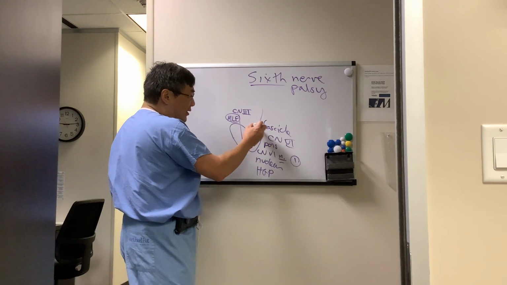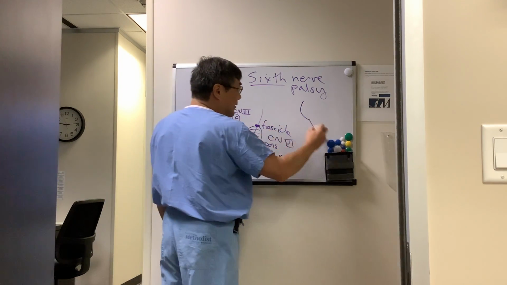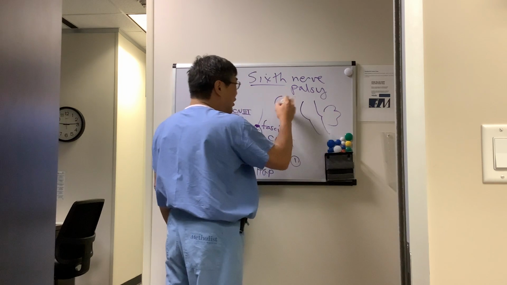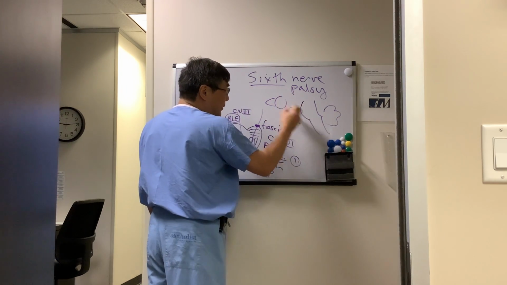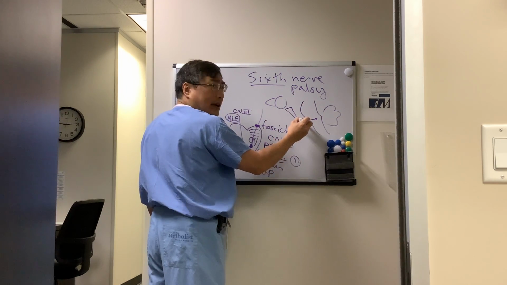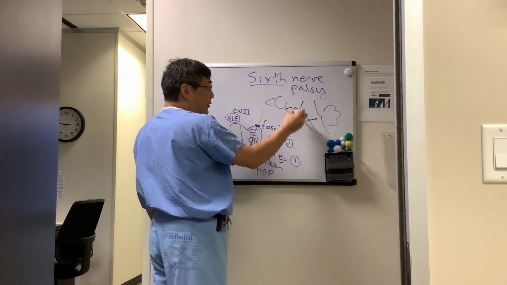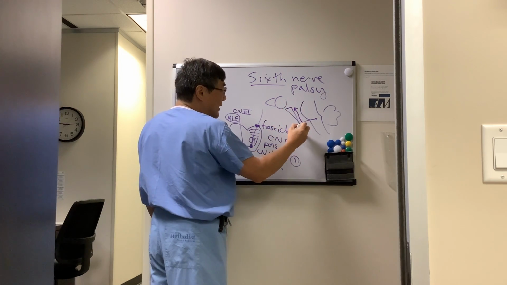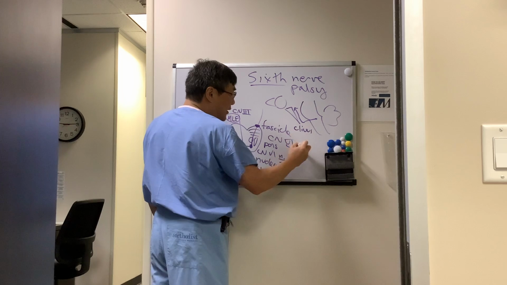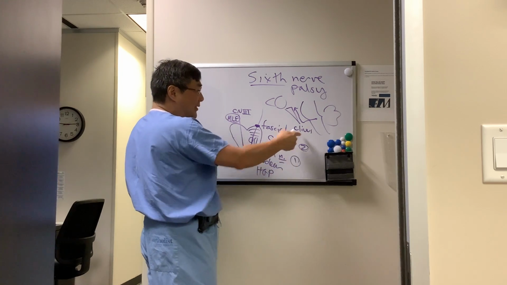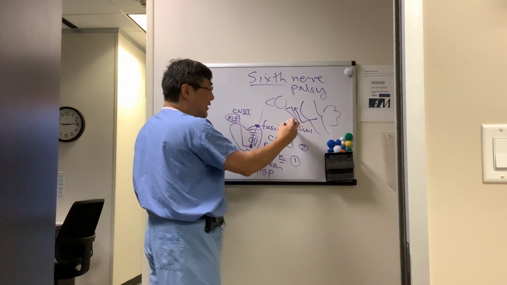Once it leaves the root exit zone of the pons, then it's trying to go to the eye, and so it leaves the root exit zone of the caudal pons, goes up this bone in the subarachnoid space, and that is called the clivus. So the second syndrome is the fascicle. The third is this peripheral nerve in the clivus.